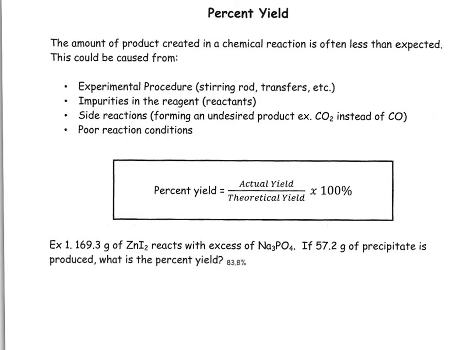In order to do that, you take the actual yield, which is how much of the product you actually recover, divided by your theoretical yield. The theoretical yield is just a fancy way of saying, what does stoichiometry predict if everything runs perfectly during your experiment? Let's do a couple of examples.